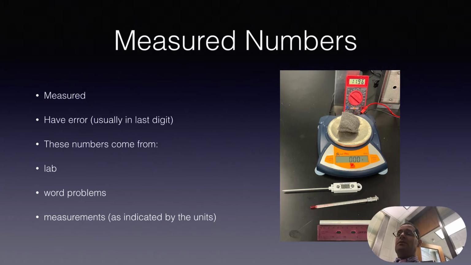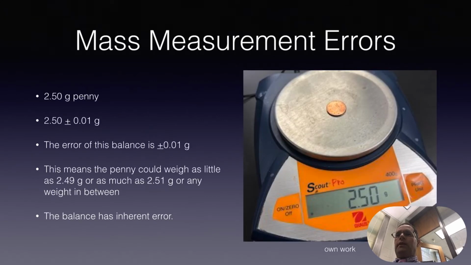These numbers are going to come from lab experiments, maybe word problems, or measurements, as you know from the units. If somebody said 3.8, that's a number. But if somebody said 3.8 gallons, then you know gallons are something that's measured, it's not defined, and so 3.8 has some uncertainty with it.